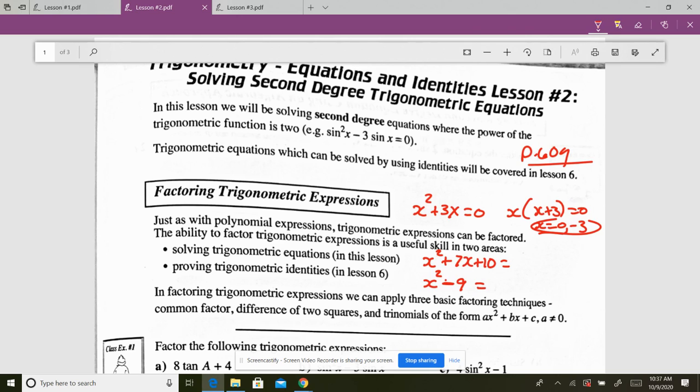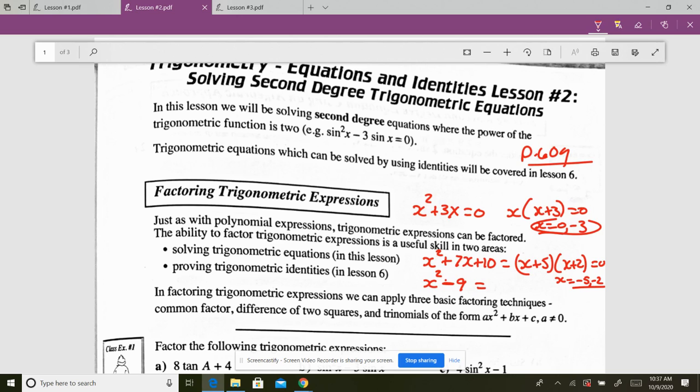x squared plus 7x plus 10. How do you factor that? x plus 5, x plus 2, right? So if I set it equal to 0, x would be negative 5 and negative 2. That's math 11. What about this last one?